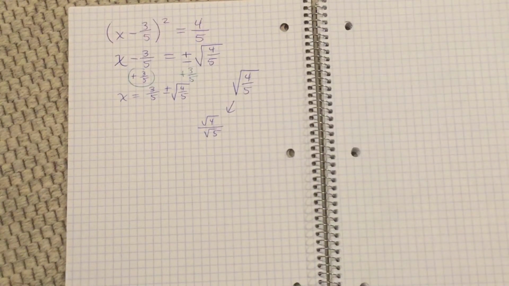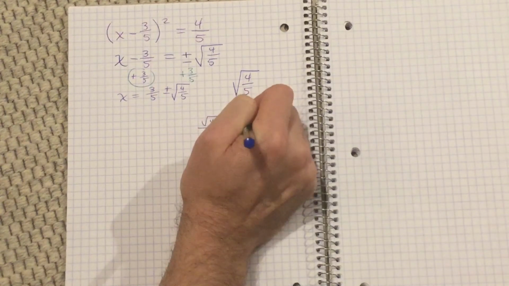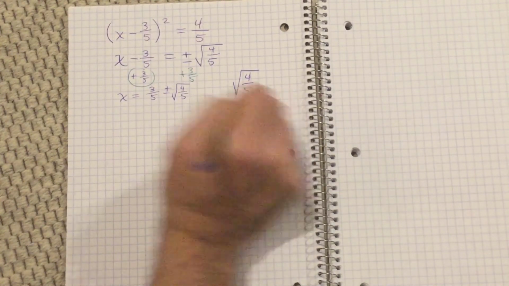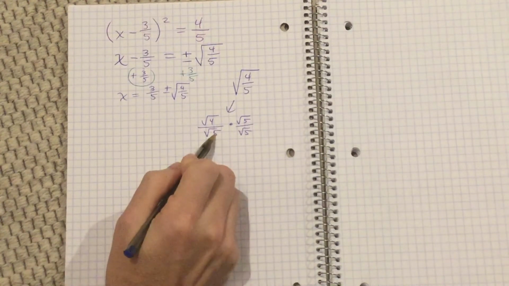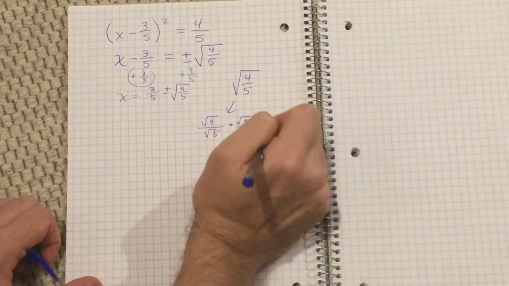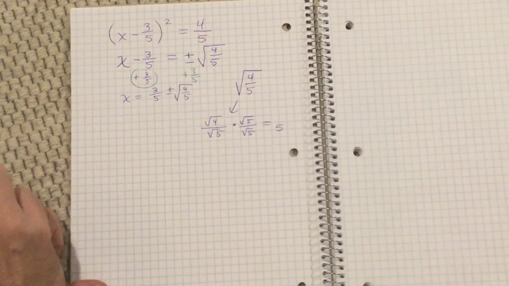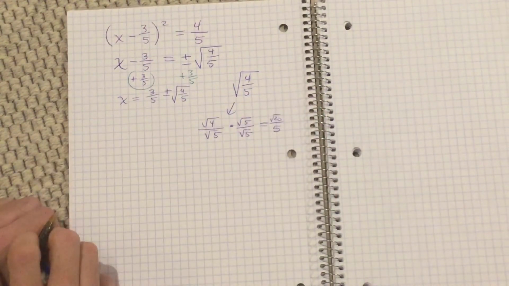So in simplifying radicals, the sequel, the advanced type of problems, this is what's called rationalizing the denominator. What we can do is we can multiply by the square root of 5 over the square root of 5. The reason why we're doing this is because the square root of 5 times the square root of 5 equals 5, right? That's what the definition of the square root is. So we're left with the square root of 20 over 5.